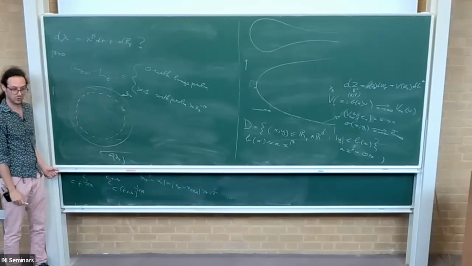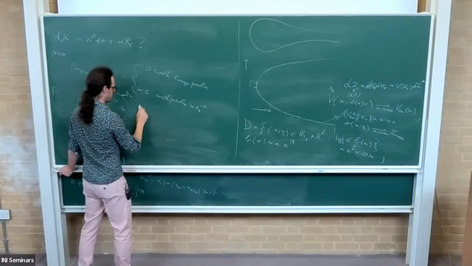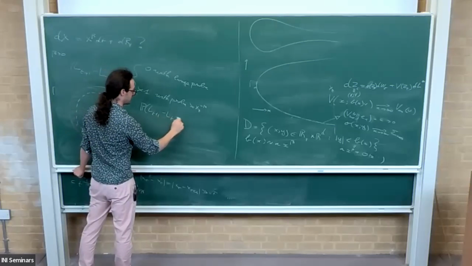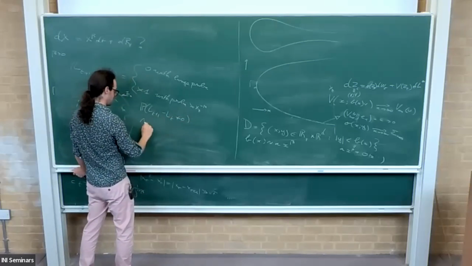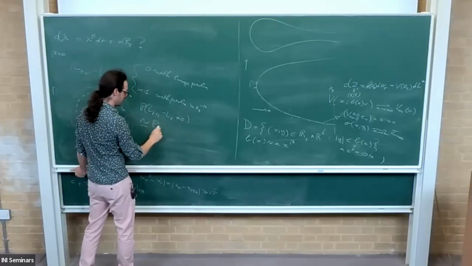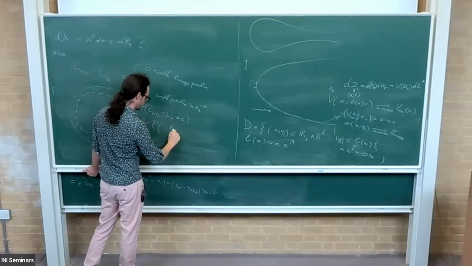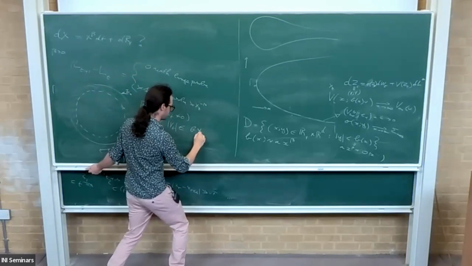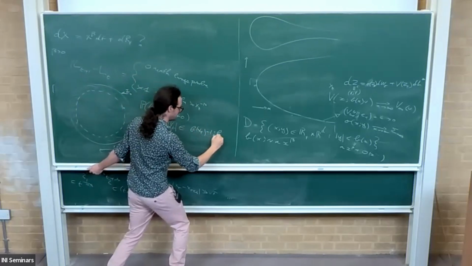Okay, so the probability that LT plus 1 minus LT is different from 0 is roughly the probability that the norm of YT is in between BXT minus 1 and BXT.